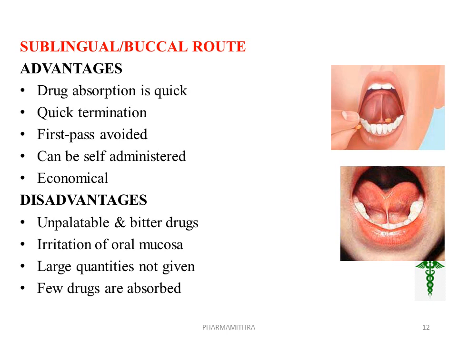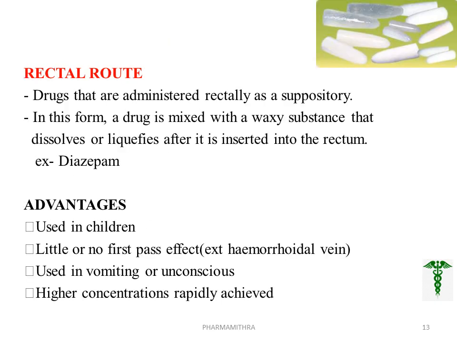The advantages of this route are that drug absorption is quick, and we can quickly terminate it; that is, if we want to, we can spit it out. First pass is avoided. It can be self-administered. It is economical. Coming to disadvantages, it is unpalatable and we cannot administer bitter drugs, and there is a chance of irritation of the oral mucosa because we are placing the drug in the buccal cavity. Large quantities cannot be given by this route, and few drugs are absorbed through the buccal mucosa, so only such drugs can be administered by this route.